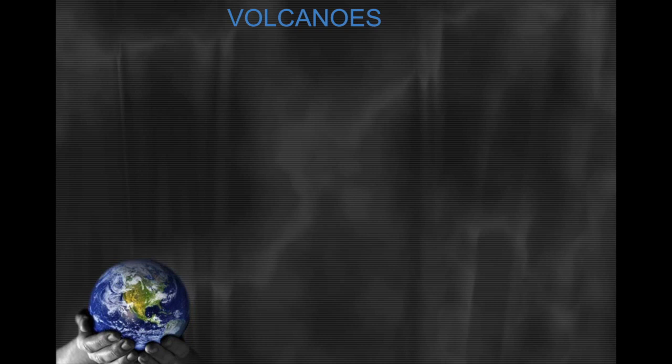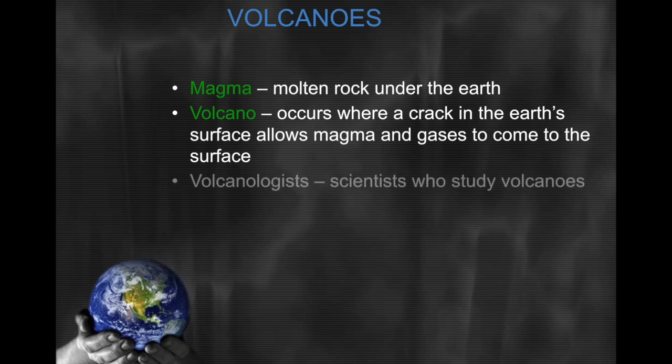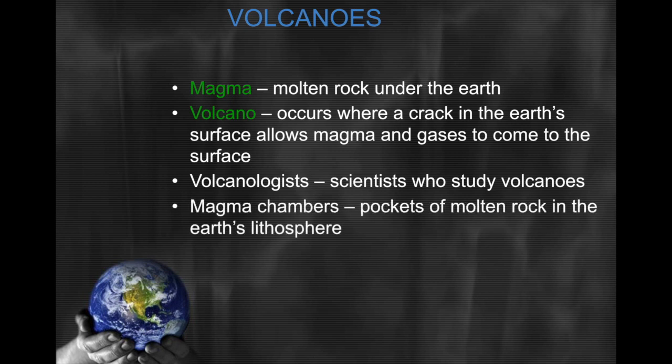So then we have volcanoes. So earthquakes are from the plates shifting and interacting, right? And they create these earthquakes. Well, volcanoes are magma. They're molten rock that's under the earth. And a volcano occurs where a crack in the Earth's surface allows magma and gases to come to the surface. And a volcanologist is a scientist who studies volcanoes.